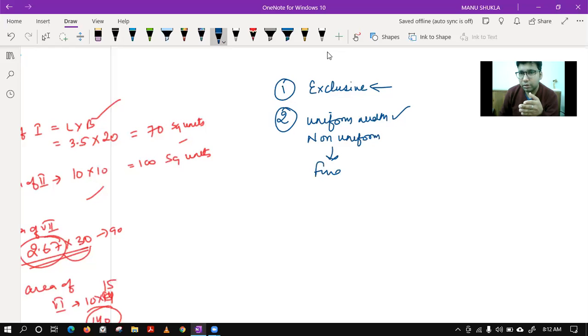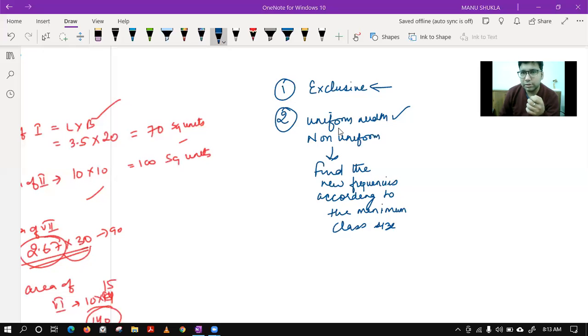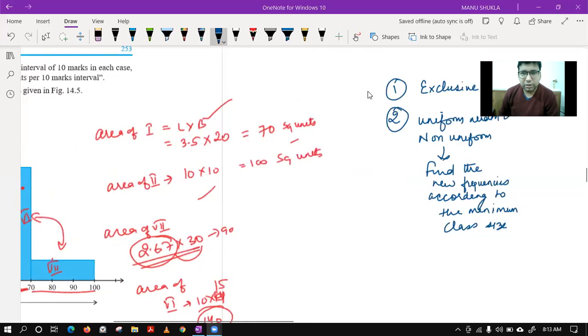then find the new frequencies according to the minimum class size. So the new frequencies that you are going to find should be on the basis of, or at par with, your minimum class width. Okay, and then that is finalized. Then scale and all things we will see in the questions.